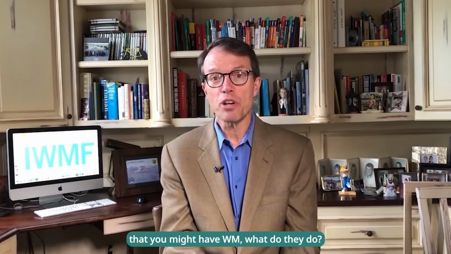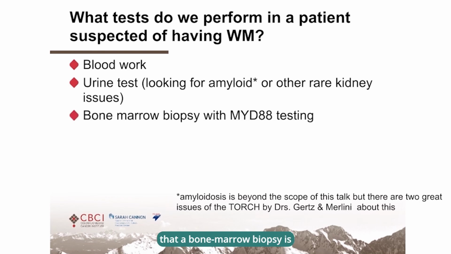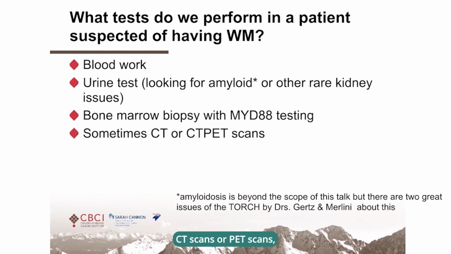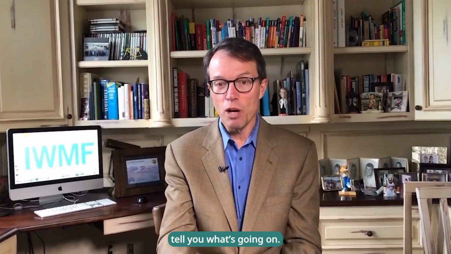If you're seeing the doctor and your doctor suspects that you might have WM, what do they do? Well, they do blood work, they do a urine test, and then, of course, we talked about the fact that a bone marrow biopsy is obligatory in this setting. And sometimes we do CAT scans or PET scans, although in contradistinction to other types of non-Hodgkin lymphoma, the scans are not as helpful in WM as they are in other lymphomas. But again, the most important thing by far is talk to your patient. Your patient will tell you what's going on.